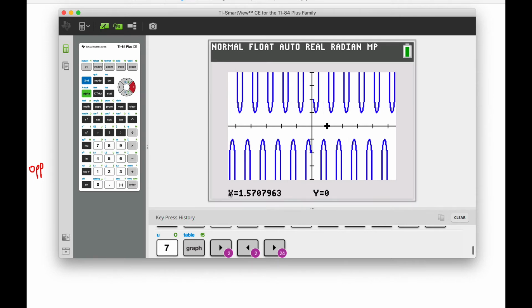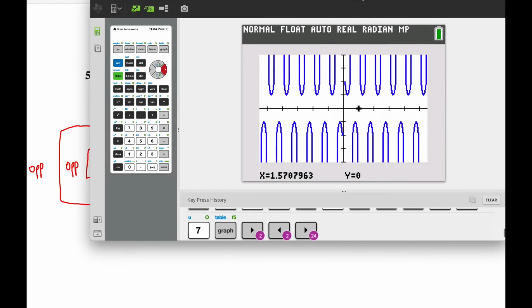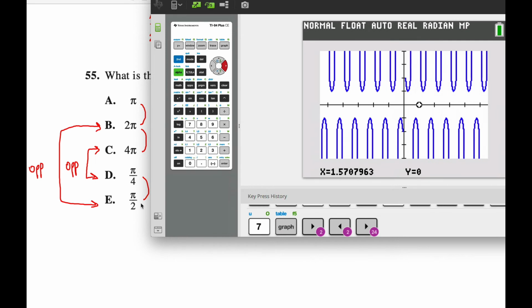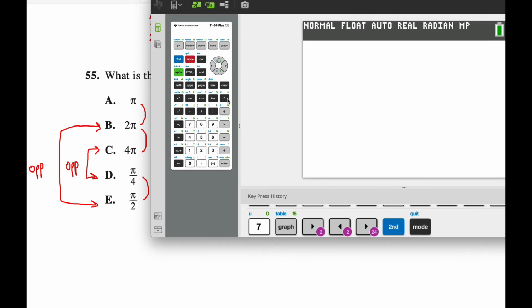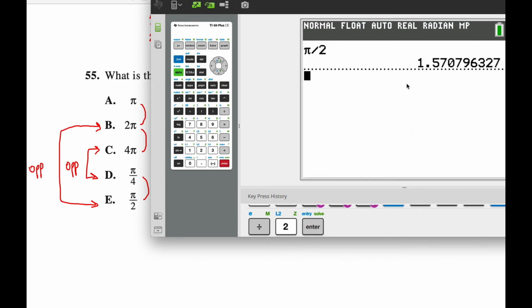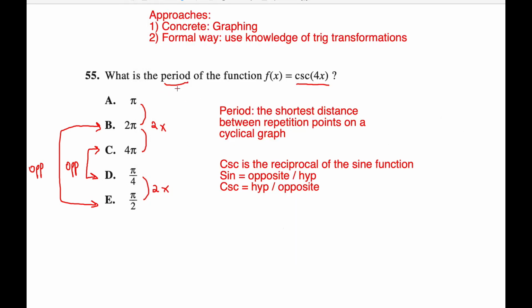And it looks like 1.57. Now, in terms of radians, which our answer choices are in terms of, this is going to be the same as pi over 2 radians. And if you want to check that, you can just go to the calculator here and put pi divided by 2, and we get 1.57, which is that same value. So our answer to this, what is the period of this thing, is going to be pi over 2.